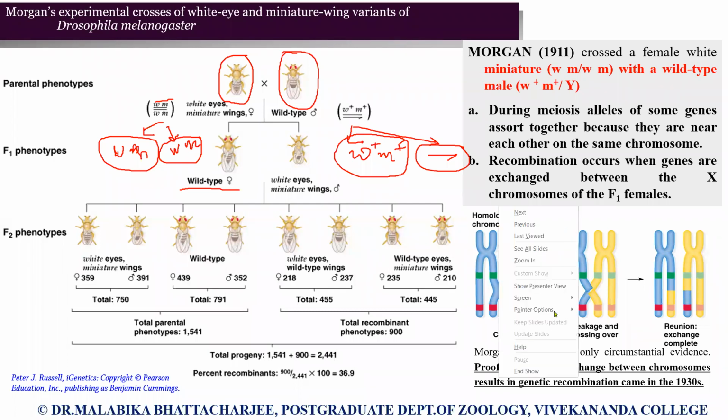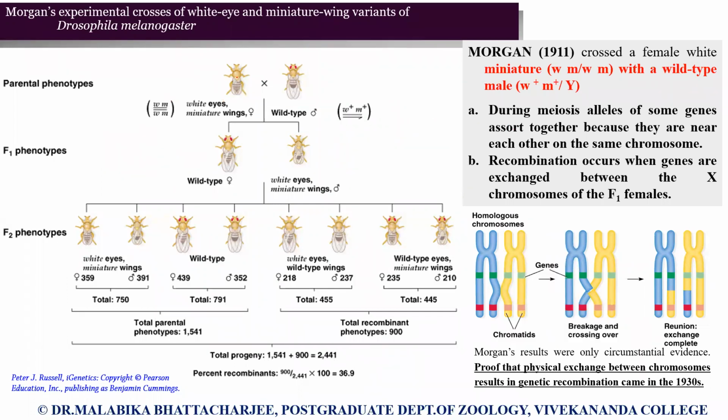So now let's move on to Morgan's cross. This was a cross that was done during the time of Morgan in 1911, and now let's look into the two parents. This is the first parent and this is the second parent. Let's look at the characters of the two parents. This is a recessive female fly. You can see the eye color is white, and the wing is small, miniature. In this one, the eye color is red and the wing length is normal.